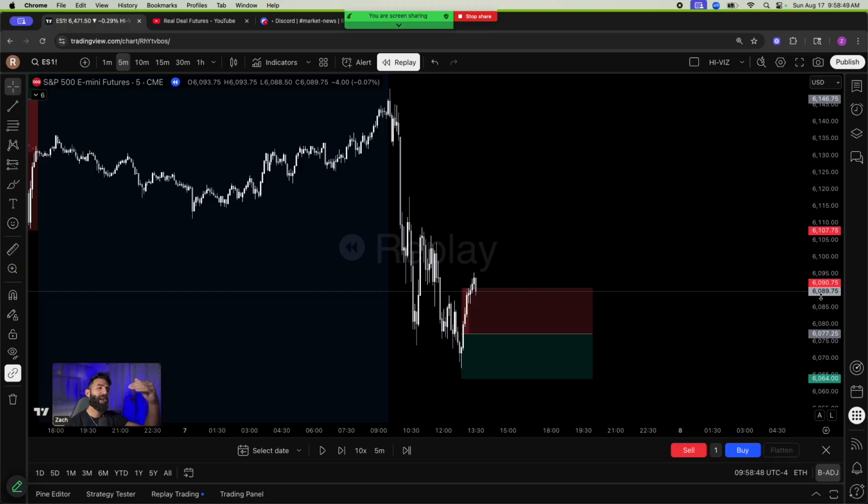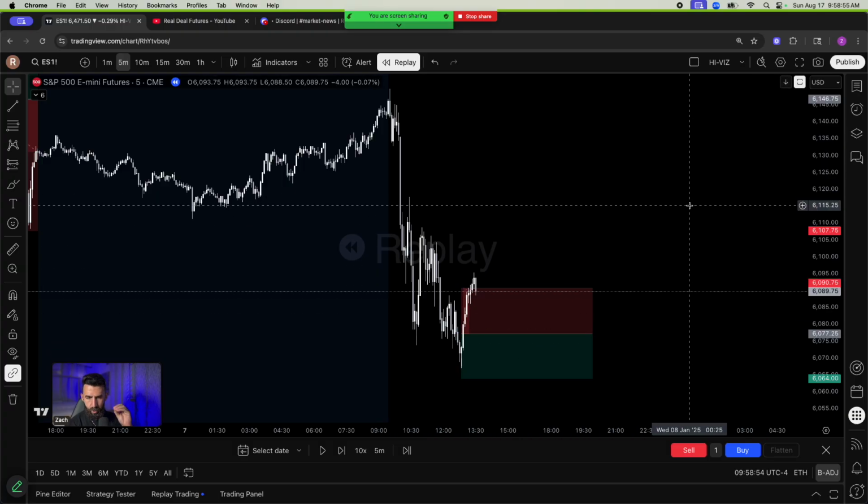Is it on a pullback? Is it on the close of a 5-minute candle on the way down? Is it on the break of a prior low? You can start to get clearer with this stuff. Where does your take profit and stop loss go? Are you not touching it at all, which I think would be helpful for beginners in the beginning?